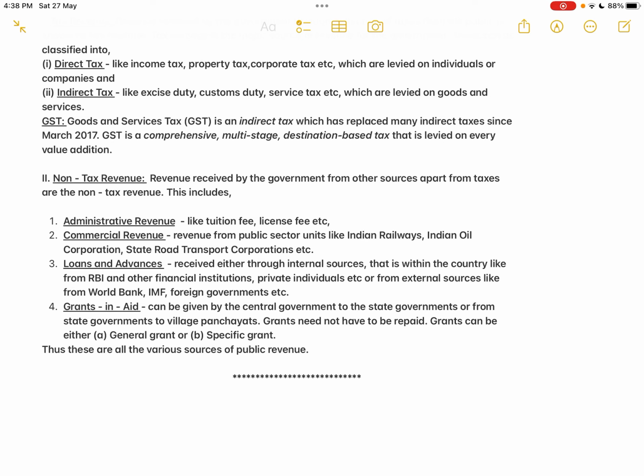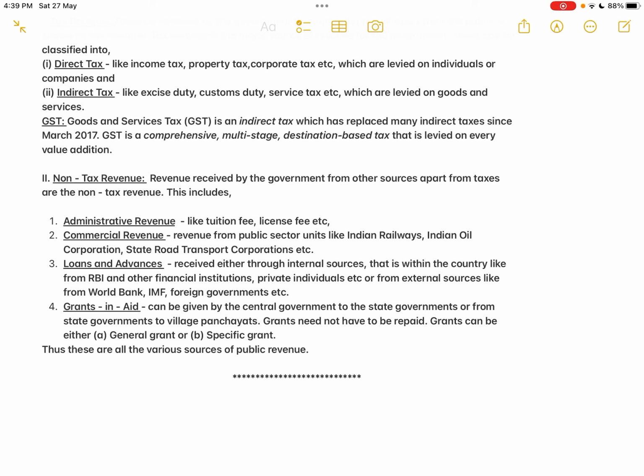Then apart from that, the government can borrow loans and advances. From whom can they borrow? The government can borrow either from internal sources or from external sources. So the third one is loans and advances received through internal sources. Internal sources means within the boundaries of the country, like from RBI. Generally any government can borrow from the central bank. In our country, RBI is the central bank.